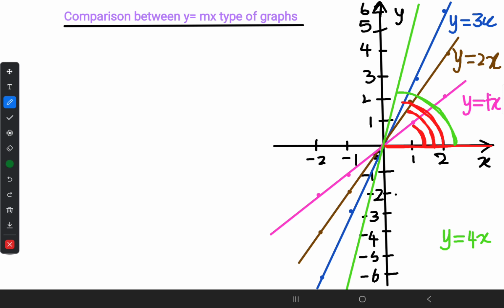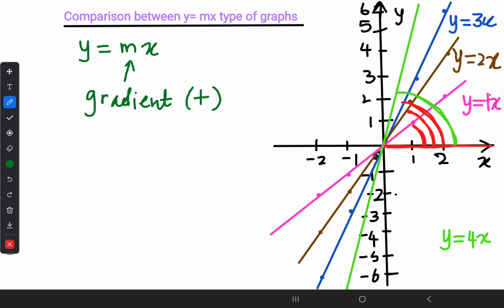Now the major characteristics of y equals mx type graphs. Here the m is really important. We know that m is showing the gradient. If the gradient is a positive number, the following characteristics are applicable. If the gradient is positive, think about it, all the graphs are going through 0, 0. All these functions are passing through the origin. That is a major classification.